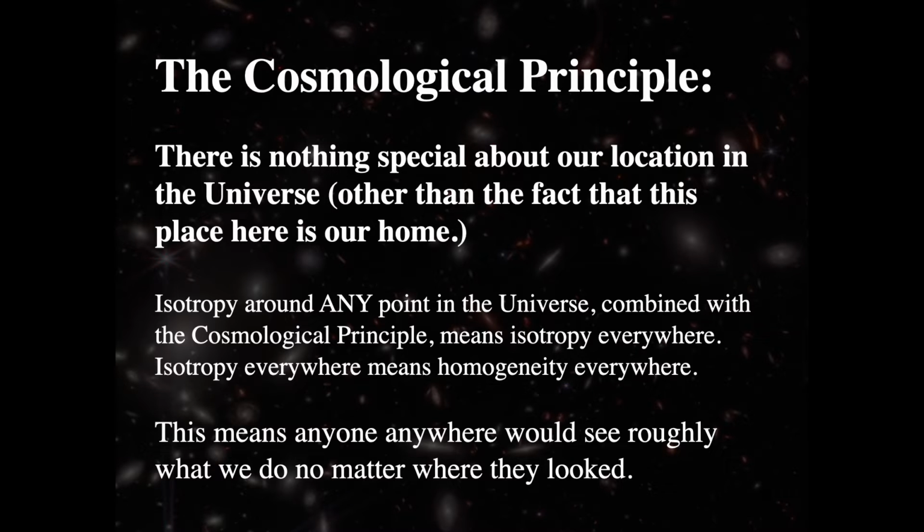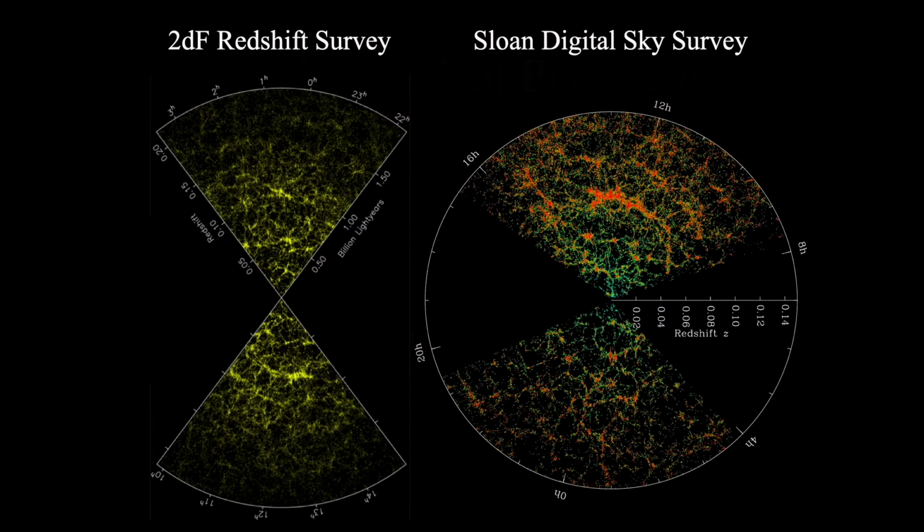Homogeneity means that there's no preferred location in the universe. That is, no matter where you are in the universe, if you look at the universe, it will look roughly the same right around you and be made of roughly the same things.